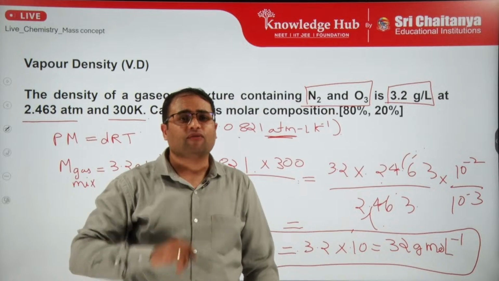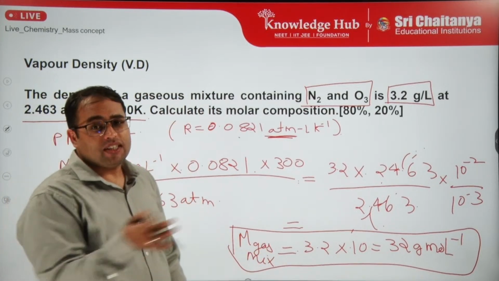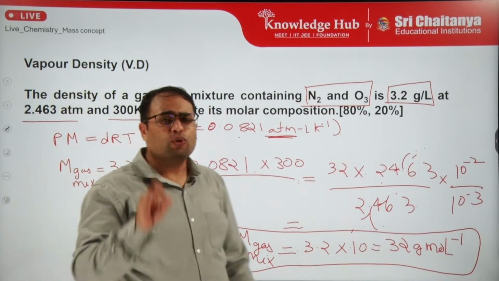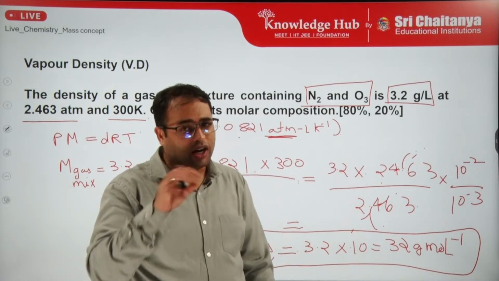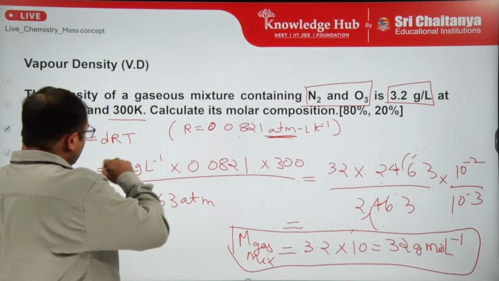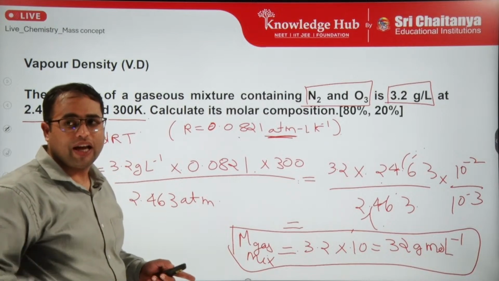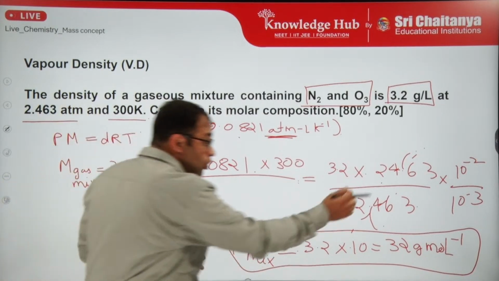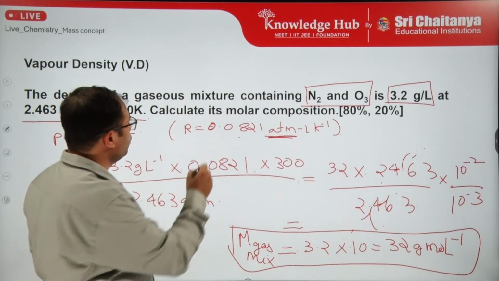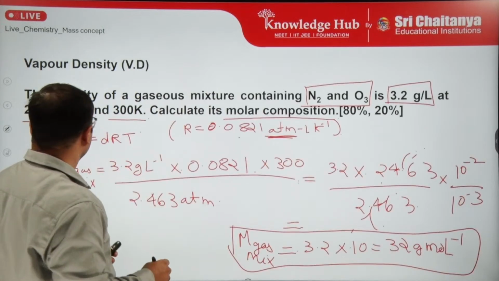Now once we have the molar mass of the gas mixture, life is easy from now on. How is it easy? You have to use the same concepts which I have taught you earlier, repeat them again and again to get the final answer. Now earlier, instead of this density, molar mass was given to you directly. Now you have calculated that molar mass and we are going to use that molar mass further to find the molar composition, right?